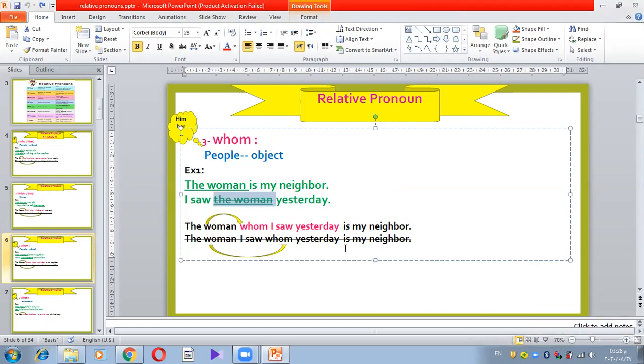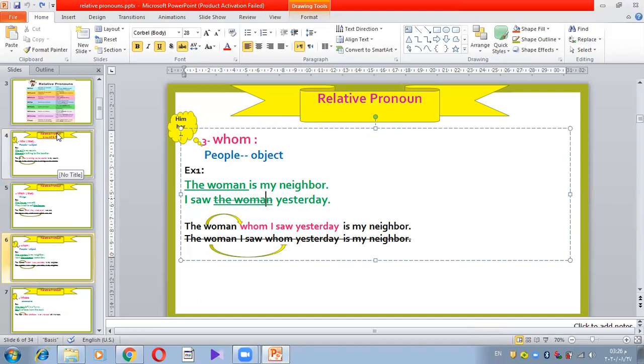Okay, one more note I'd like to mention related to this. Some people use who for people in general, whether it's in the subject or object position. It's okay. I mean, you can use the woman who I saw. You can hear some people say it like this. So it's okay. For some, you can use who for people in general. Sorry, it doesn't matter if it's in the subject or object position.